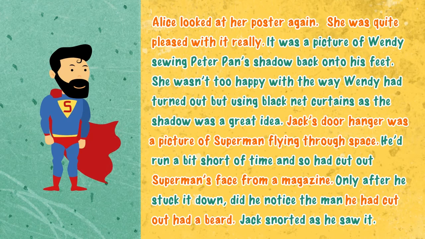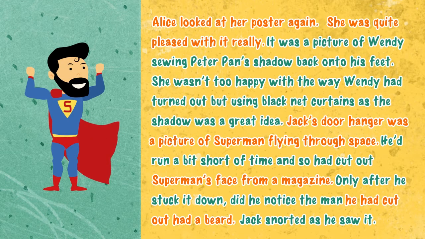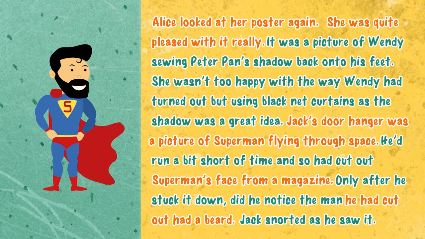"Alice looked at her poster again. She was quite pleased with it, really. It was a picture of Wendy sewing Peter Pan's shadow back onto his feet. She wasn't too happy with the way Wendy had turned out, but using black net curtains as the shadow was a great idea. Jack's door hanger was a picture of Superman flying through space.